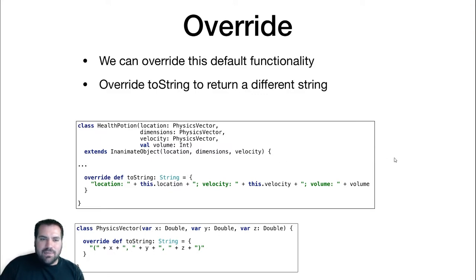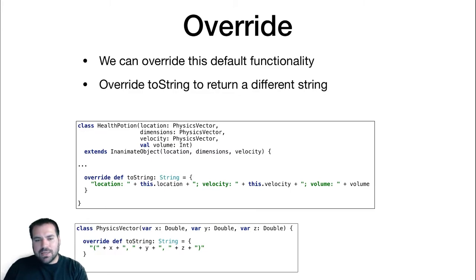So we can change this default behavior. If we don't like that default behavior, that's when we use override. Just like we did with health potions, when we overrode the abstract methods, if there is some functionality that already exists, we can also override that. So if we say, I don't want that default toString method, which in most cases we don't because it's pointless information to us, we can override it and give it new functionality. Instead of toString giving me object type and reference, I want to print out the location, velocity, and volume of this thing. Or whatever else I want to do.